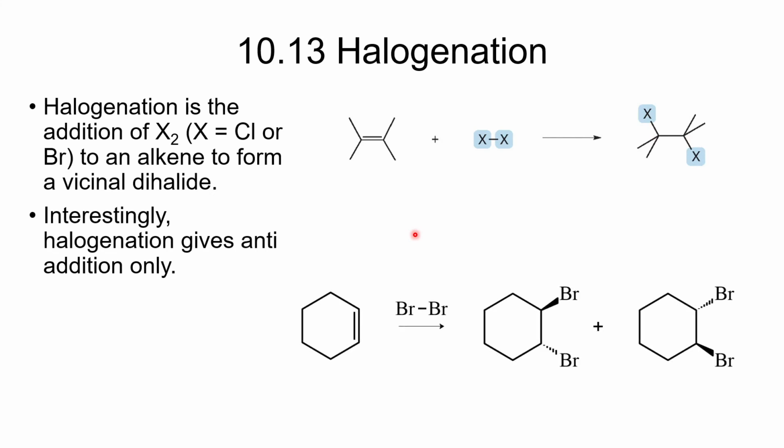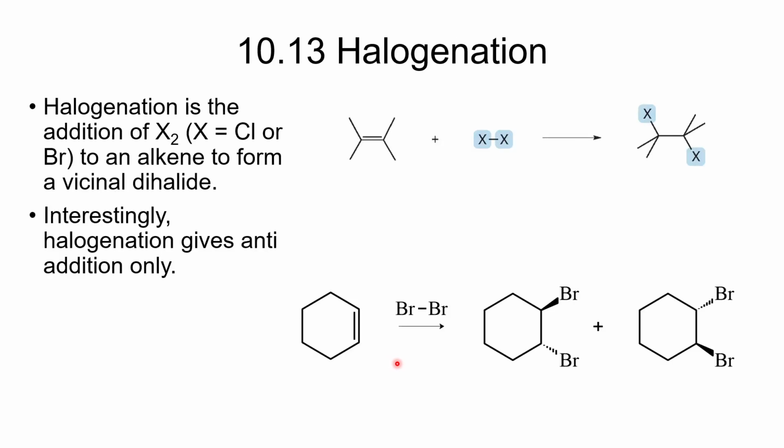Now, something that's kind of interesting about this reaction, and this has to do with the mechanism, and we'll talk about that mechanism shortly, is that it gives only the anti-product. So we don't get any syn addition across the carbon-carbon double bond. Here we do get two enantiomers, but you'll see that they are both trans. We do not get the cis isomer when we're doing this particular reaction.